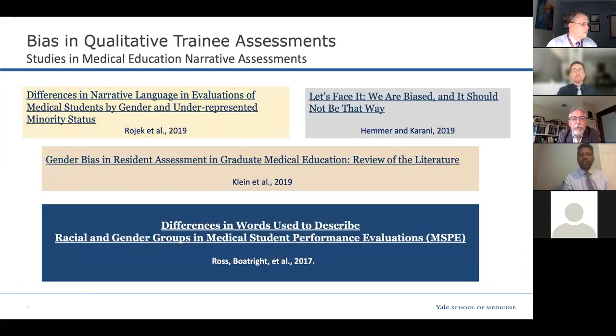The presence of bias in both qualitative and quantitative assessments has been well documented, and here are just a few studies within the last few years. Of note, one study was actually conducted here at Yale.